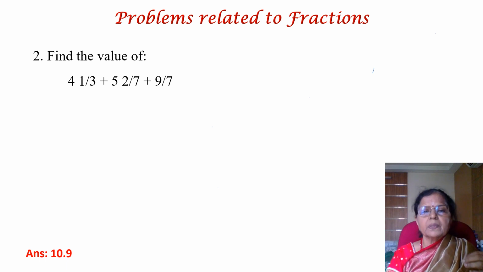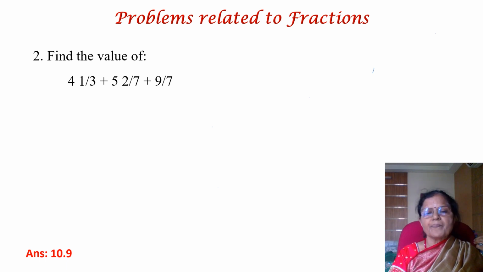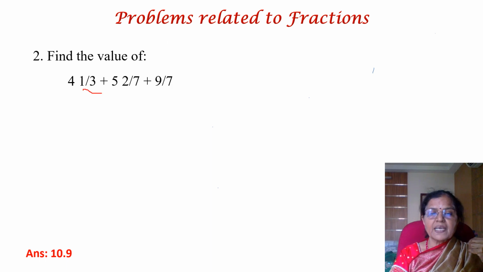Now look at the second problem. Find the value of 4 1 by 3 plus 5 2 by 7 plus 9 by 7. See here, the first two numbers are mixed fractions. By mixed fraction, both a fraction and a whole integer are there. 4 is an integer and 1 by 3 is a fraction. And here also there is an integer 5 and then a fraction 2 by 7.